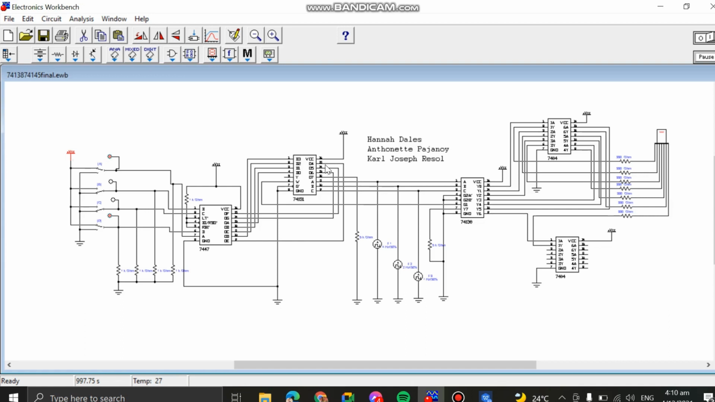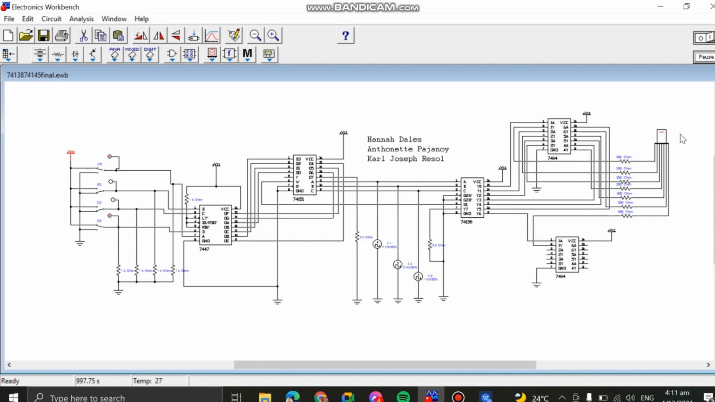The output of the 74151 is connected to the 74138 IC. The 74138 IC here is a demultiplexer that has 3 inputs and 8 outputs, and the outputs of the 74138 are connected to the 7404, where the 7404 is an inverter, and the outputs of this inverter are connected to the 7-segment display. This is the 7-segment display that will display later on the values of numbers 0 to 9.